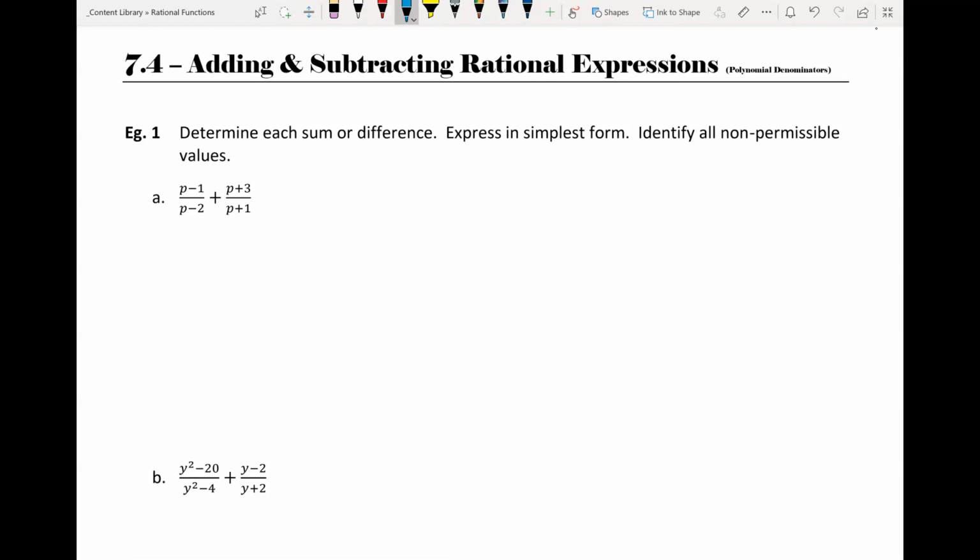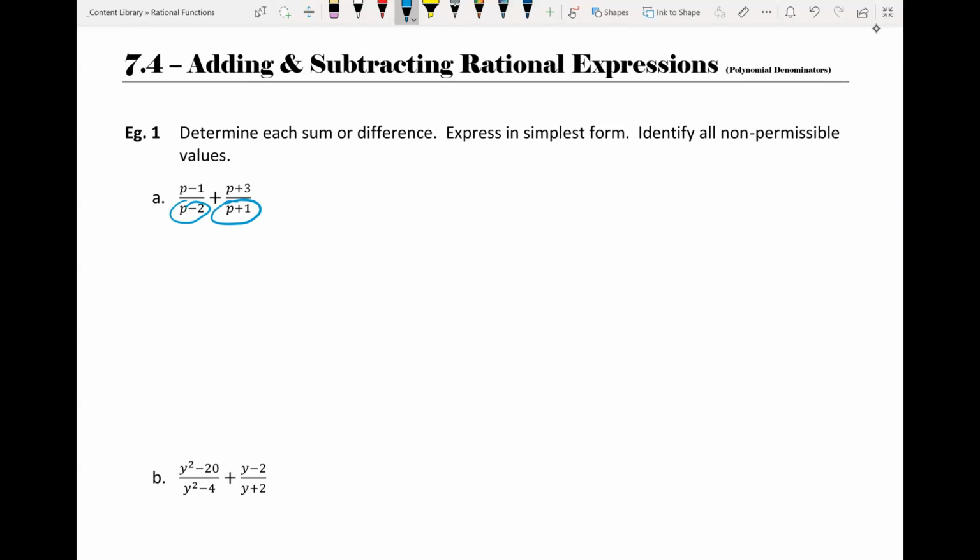This is our adding and subtracting rational expressions part 2 lesson. In this one, we're going to focus on polynomial denominators. So we're going to find the sum and difference of each of these rationals. It is very similar to our last lesson, but in this case, our LCD is going to look slightly larger because we're going to, for the most part, combine both of our denominators.